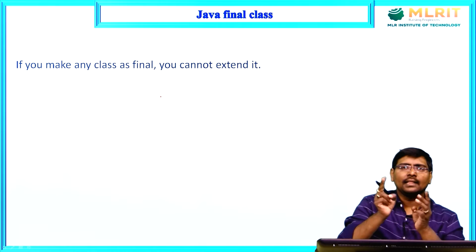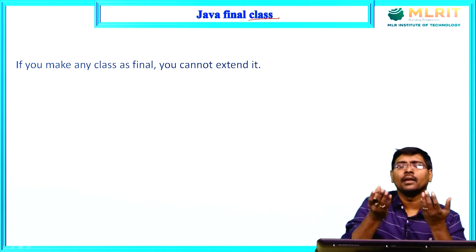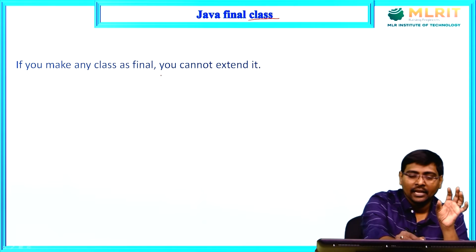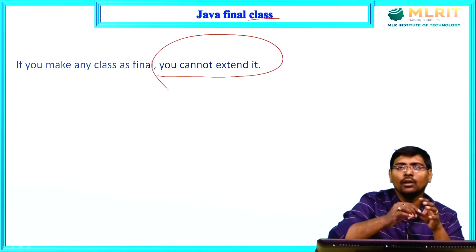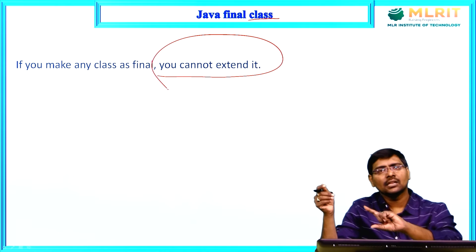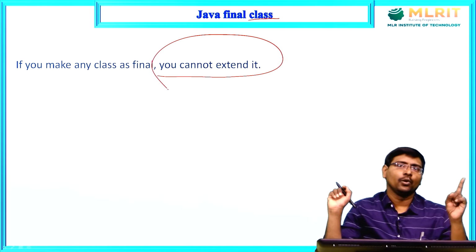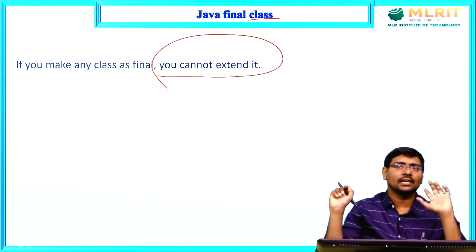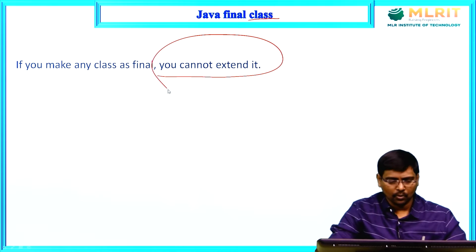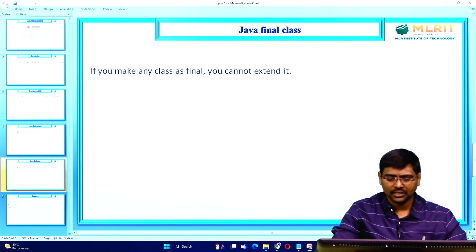Third, the final keyword is applied to a class. What happens? If final is applied to a class, it is not possible for any child class to extend the final class. It is not possible to extend the final class. Clear the point? Now see all these three with three example programs, then you will get an idea of what happens.